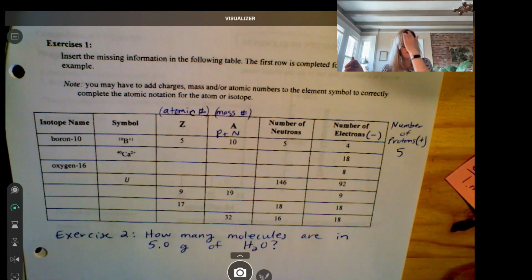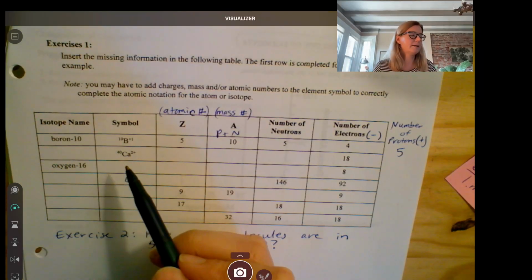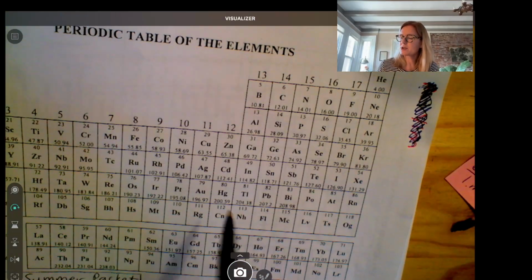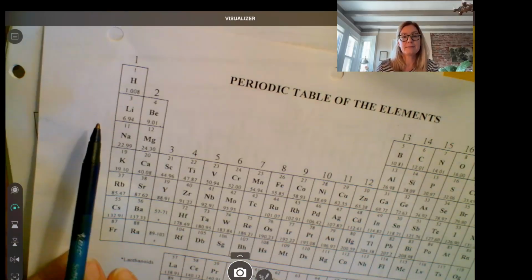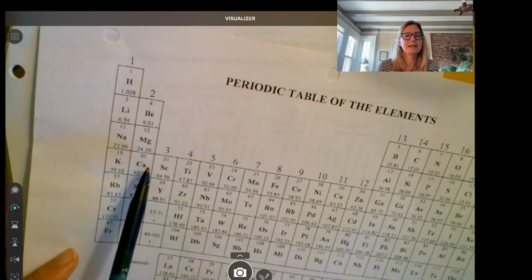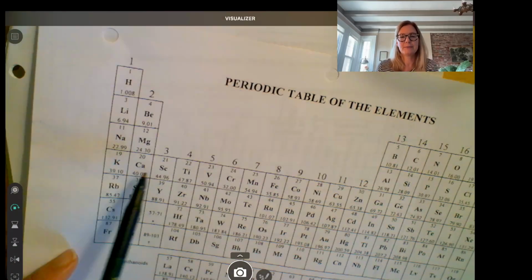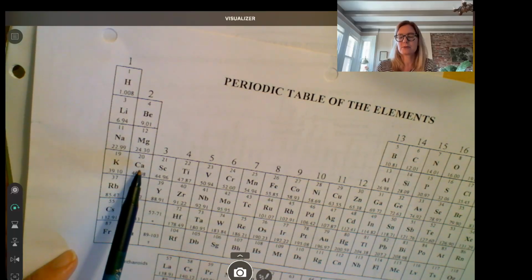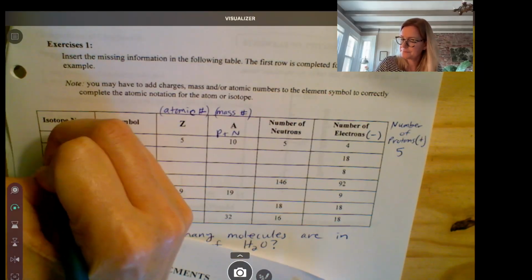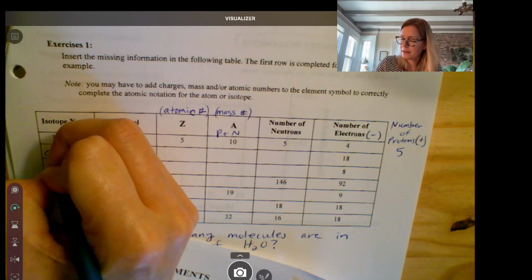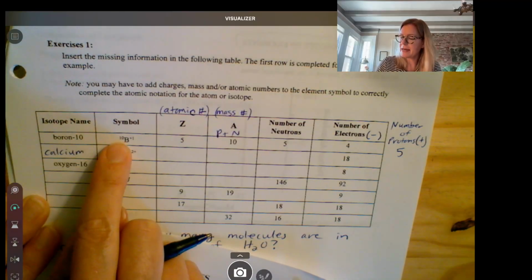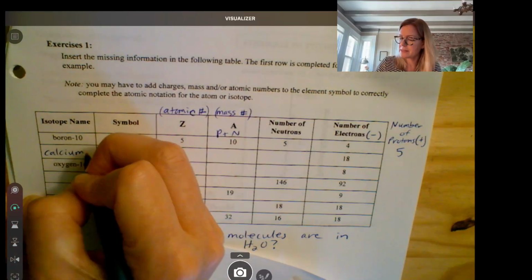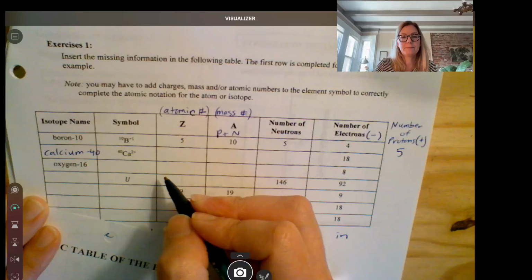So this one, it's Ca, okay? The AP chemistry periodic table does not have the names. So if you're forgetting some of the names of these, you can look it up on a periodic table online or something like that. So Ca is calcium. And remember, this number we write after it is the mass number, that top number there. So this is calcium 40, okay?